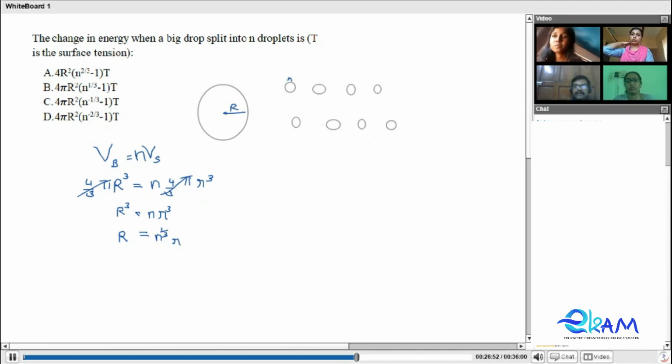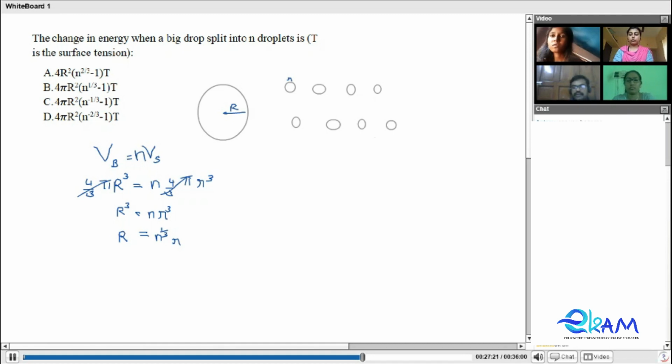So what happens when one drop is split into 8 drops or n drops? Actually, the surface area is increasing even though the volume is constant. So what happens here? The surface area of the n smaller drops will be larger than the surface area of the first drop.